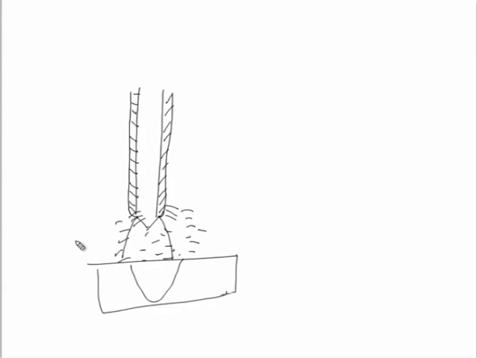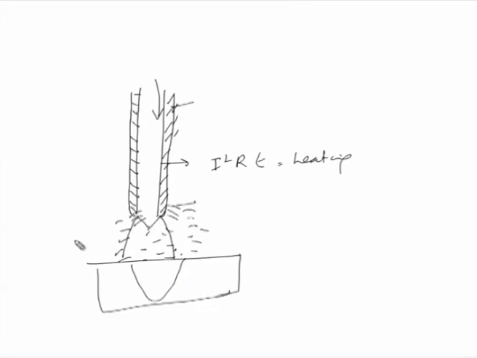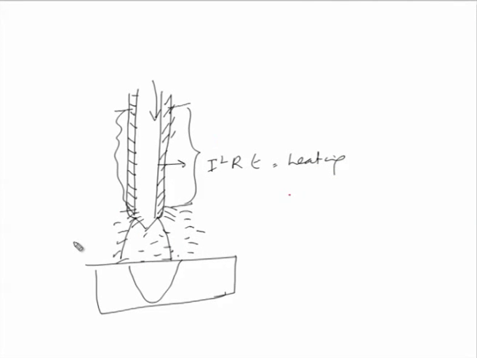But if this does not happen and excessive current is allowed to flow through the core wire, then the high I square RT heating results in the excessive heating of the coating material. This leads to the thermal decomposition of the coating material much earlier than when it is required, which leads to the loss of generation of the inactive gases required for proper shielding.